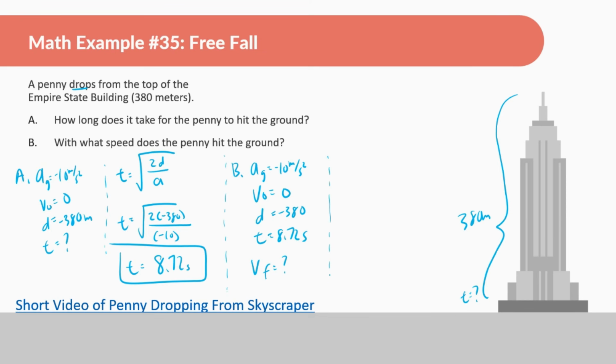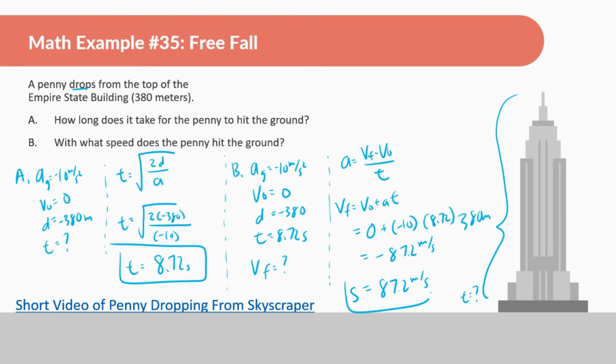Okay, and this time, we have a lot of information here. I'm going to be using the acceleration formula, velocity final minus velocity initial divided by time. And I'm going to manipulate that. Velocity final equals v initial plus at. So initial velocity is 0 plus acceleration, which is negative 10, times time, which is 8.72. And we should know that it's going to hit the ground with a velocity of negative 87.2 meters per second, or the speed is going to just be 87.2 meters per second.